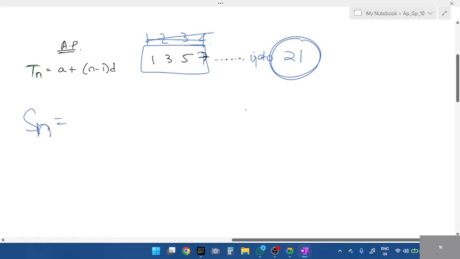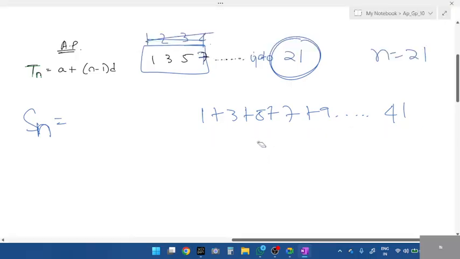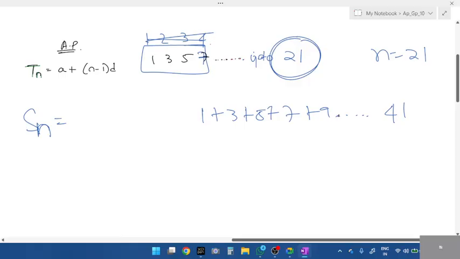Sum of n terms. N is up to 21. So n is equal to 21. We know the answer would be 1 plus 3 plus 5 plus 7 plus 9 up to 41. If you just add, what's the answer? This is what we need to check. It would take a lot of time if you manually do it like this, without a formula. So let us check the answer. 1 plus 3 plus 5 plus 7 up to 41. If you add, what's the answer we get?